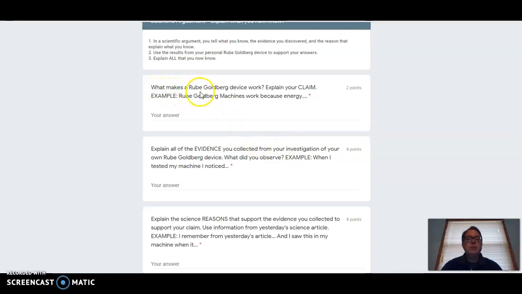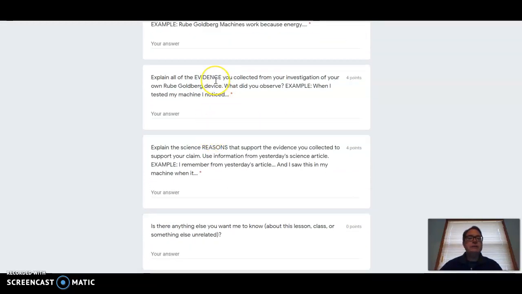So the first part, what makes a Rube Goldberg device work? And that's what we're looking at, is that energy there. Was energy created, was it destroyed, or is it just changed or transferred to another part of the machine? So this is explain your claim. And then I have this sentence starter. Rube Goldberg machines work because energy, and then fill it in. Is energy created by them? Is it destroyed by them? Or is energy just changed from one step to the other? As you're thinking about what to write, start with that sentence starter for your answer, and that will help you.